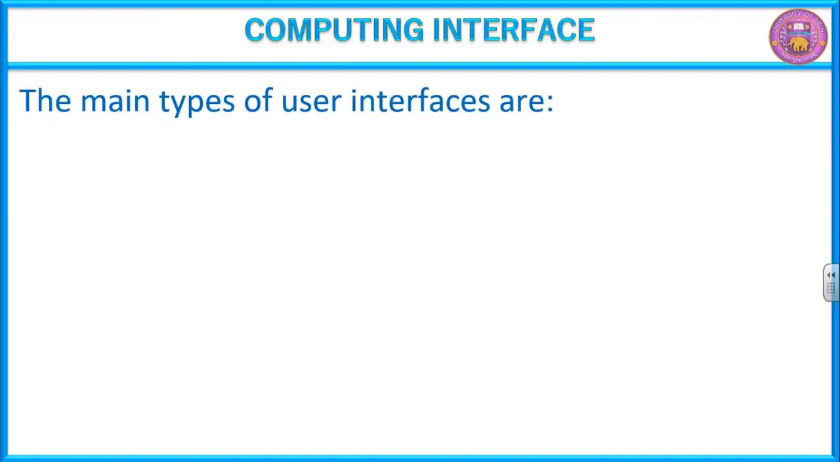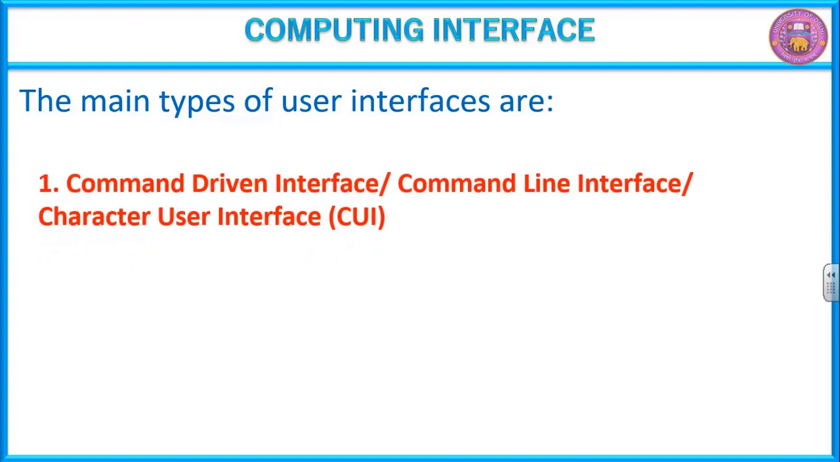But we can divide all interfaces practically into two parts. The main types of user interfaces are command driven interface, command line interface, and character user interface CUI. All these are one and the same thing. The second category is graphic user interface GUI. The third one is natural language interface, which we are not going to cover in this particular video.